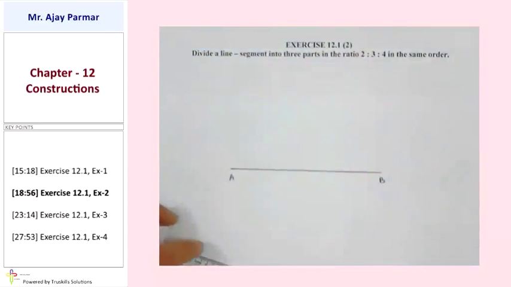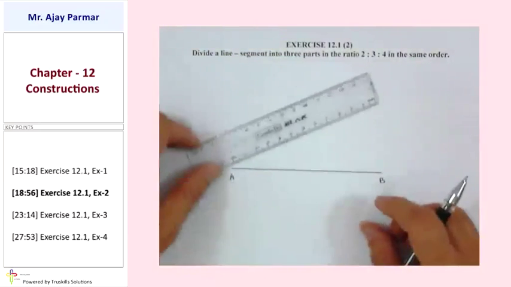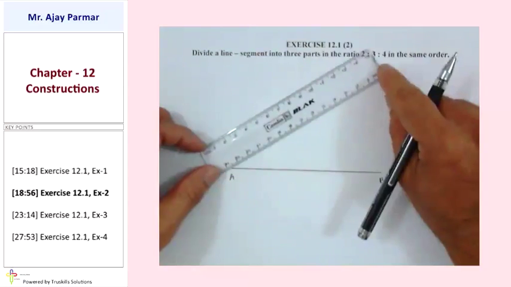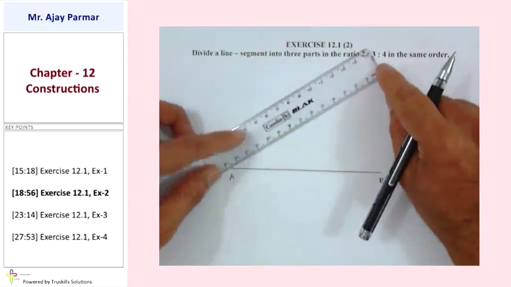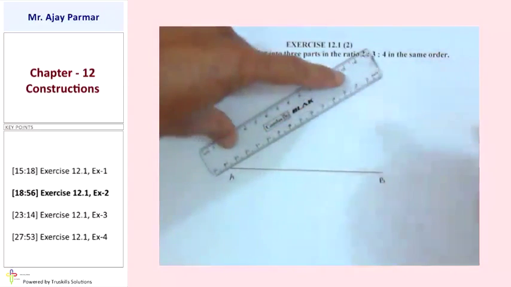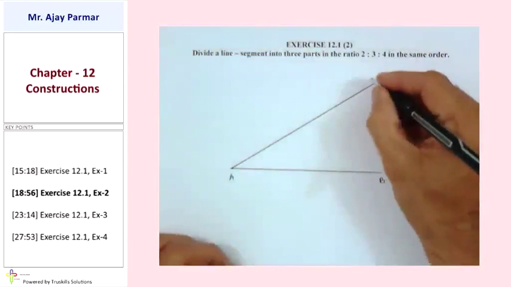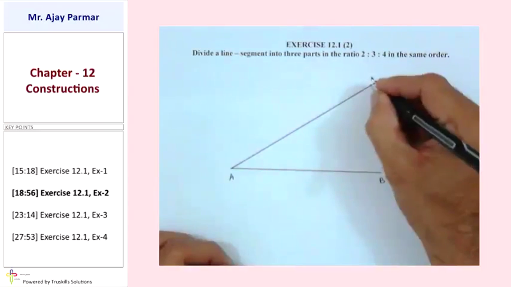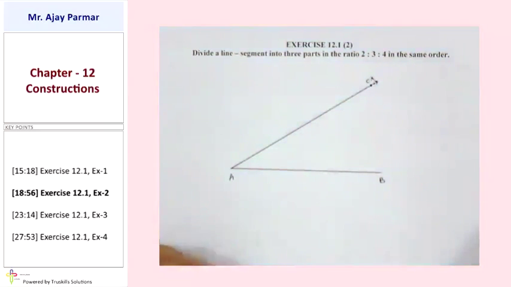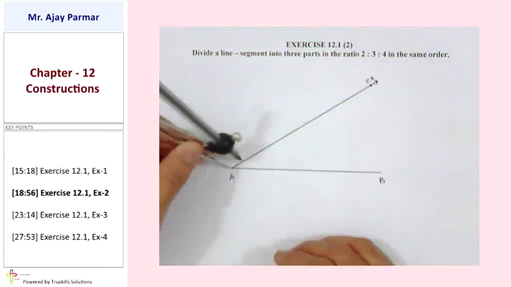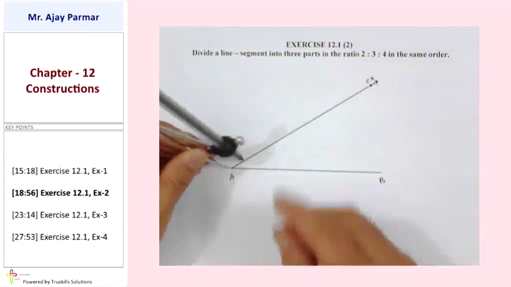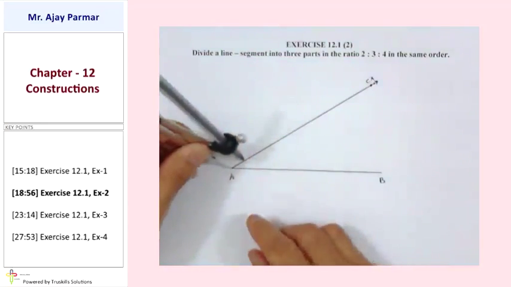What will be the next step? Ray AX such that angle XAB should be an acute angle. How many parts should I draw on this ray AX, on which I have selected point C as our arbitrary point? And 9, any suitable radius, but it should be less than 1/9 of the line segment AC.